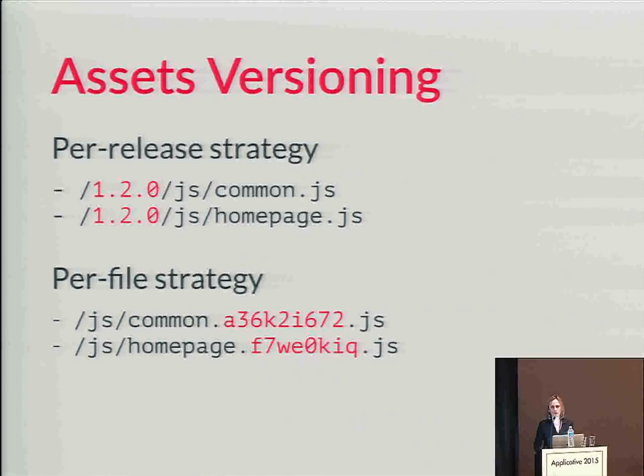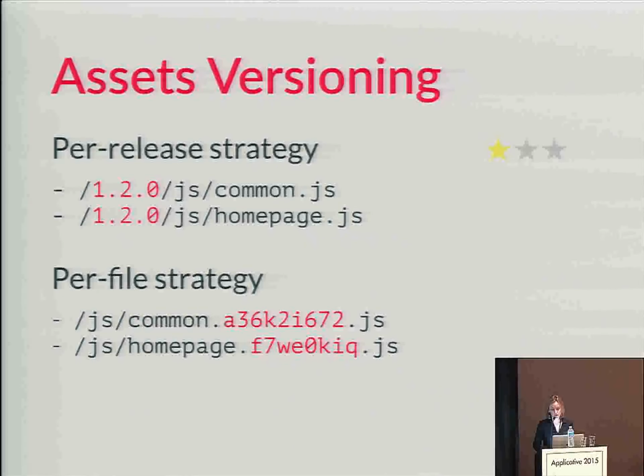At Hootsuite, we had 2,000 releases last year, so it's like several times a day. We don't want the users to have to download that CommonJS file again because it's going to be exactly the same one. So the other strategy is a per file strategy. You are going to hash the content of that file and put that hash on your file. So a new file will be generated only if the content changed.